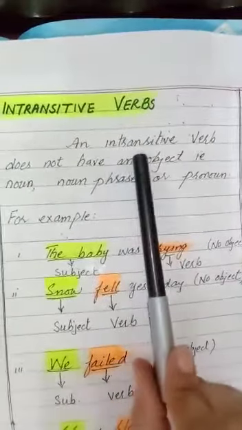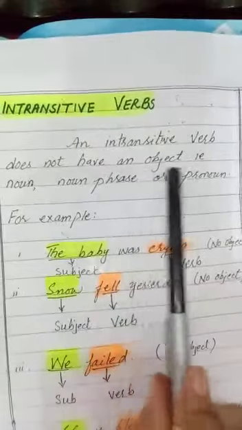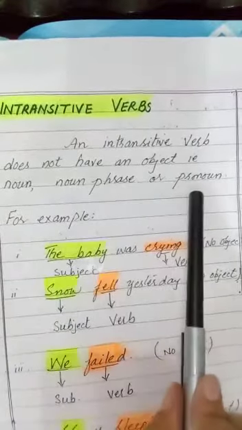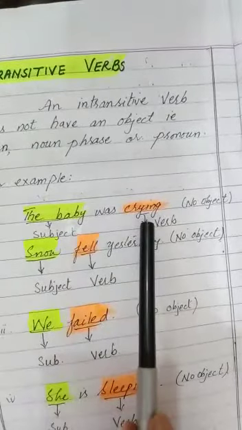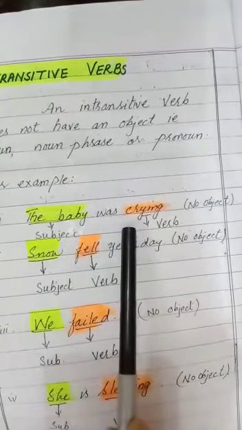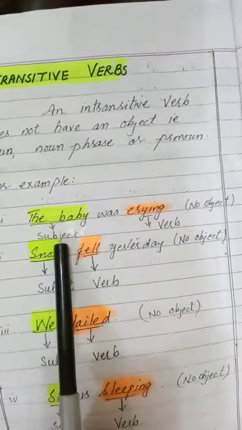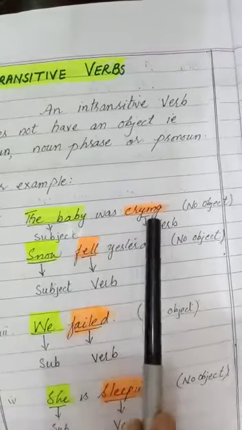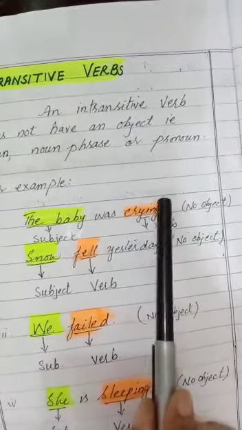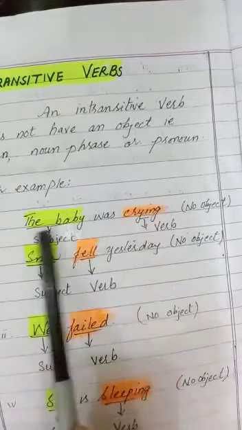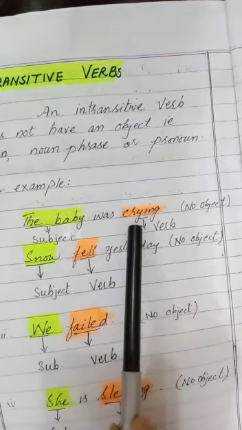An intransitive verb does not have an object. And what is the object? Noun, noun phrase or pronoun. Okay, now see the example. The baby was crying. The sentence is complete. The baby is subject, was crying is the verb, and after that we are not having any object, but the sentence is completed. So was crying is an intransitive verb. That sentence does not need an object to be completed.